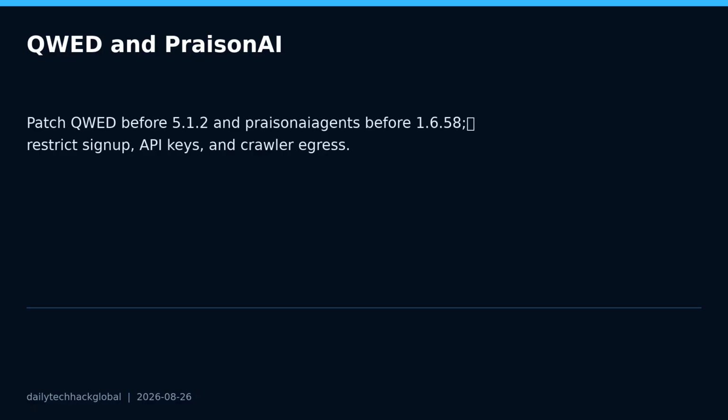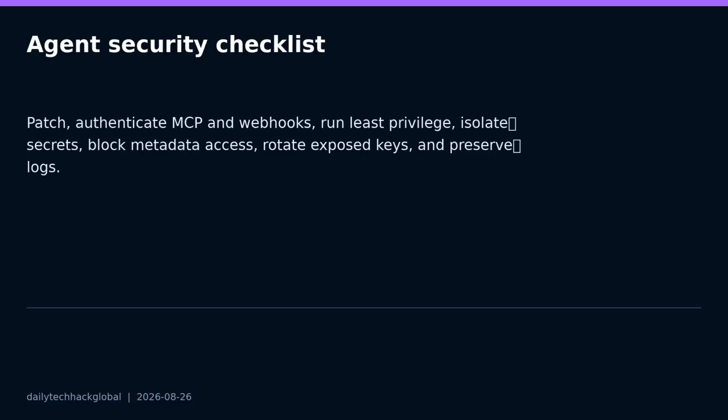Two more high-severity items are worth tracking. CVE-2026-55585 in AFX Qued AI verification infrastructure before 5.1.2, where math verification parsing can lead to code execution for a tenant with an API key. CVE-2026-55525 in AFX Praise, an AI agent crawling tool, before Praise an agents January 6, 58, where redirects can expose internal or cloud metadata responses to an agent context. Patch both, lock down tenant signup and API keys, and restrict crawler network egress.